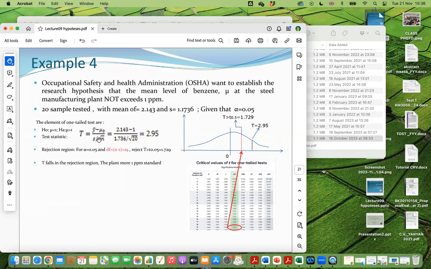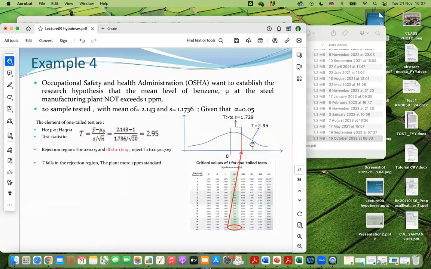Then our test statistic is the mean that we collected from the 20 samples minus the mean that we desire, over the standard deviation of the sample divided by the square root of n. So we get 2.95. Next, we set the rejection region using the significance level of 0.05. The green part is 0.05, and the degree of freedom is 20 minus 1, which is 19. By referring to this table, our critical value is 1.729.